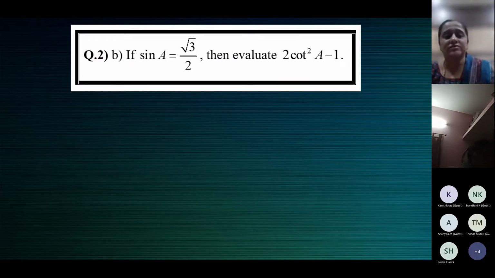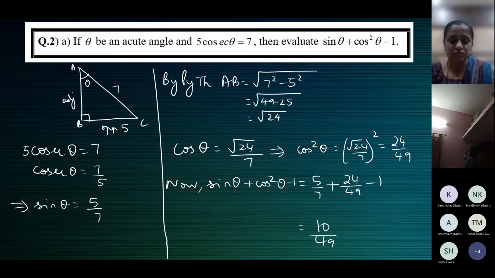So the next one, if sine A is equal to root 3 by 2. So here, children, I should share this with you. Now here we have cosecant theta is equal to 7 by 5. This value, cosecant theta equal to 7 by 5, we don't see in the table. So you cannot identify the value of theta here. The values in the cosecant table, cosecant 0 degrees, cosecant 30, cosecant 45, you will not find 7 by 5 there. So using the values on the table, you cannot find the value of theta. So we use a right triangle and simplify.